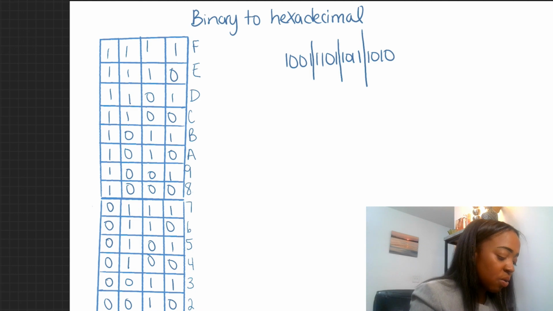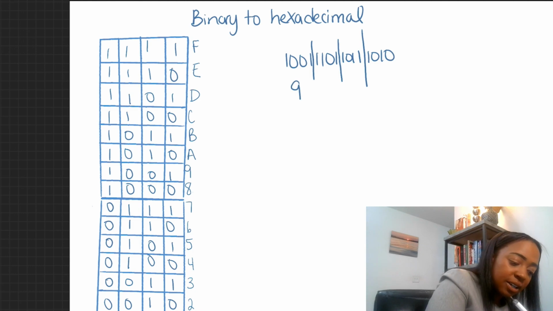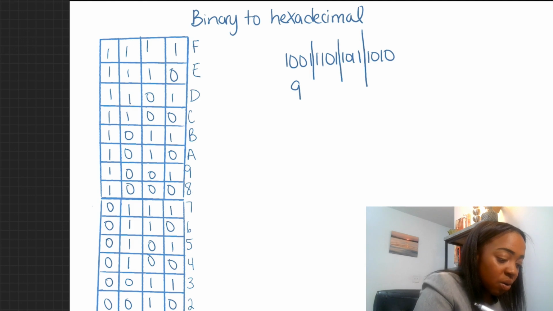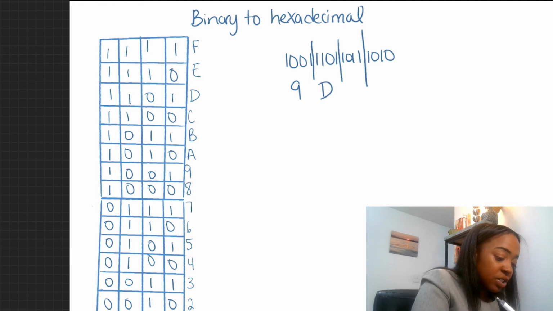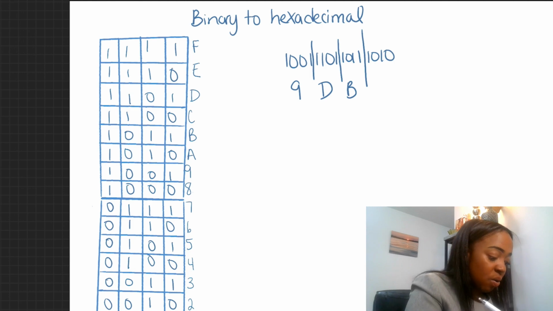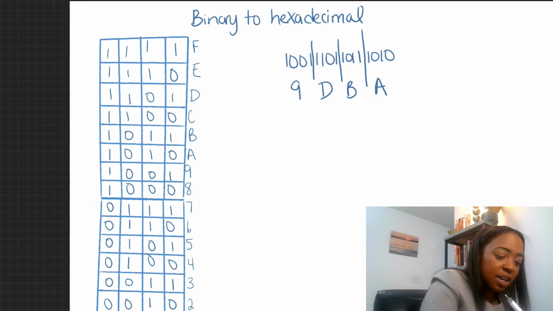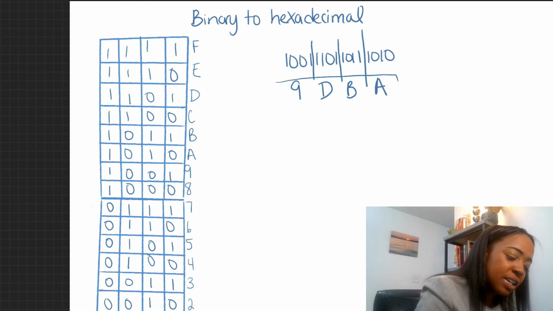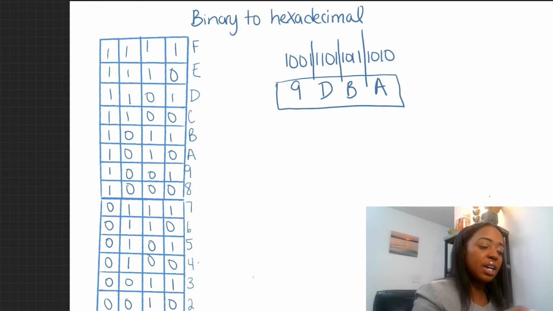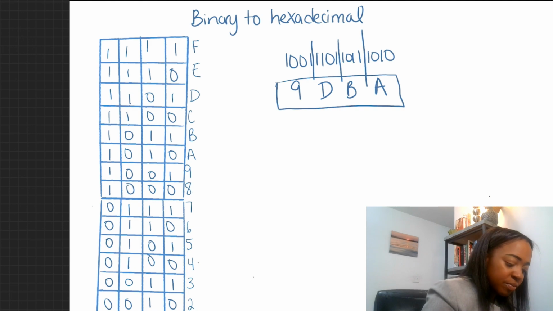So 1001 would be written as 9. 1101 would be written as D. 1011 would be written as B, and 1010 would be written as A. So our binary to hexadecimal number would be 9DBA.